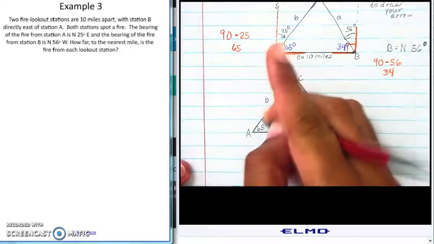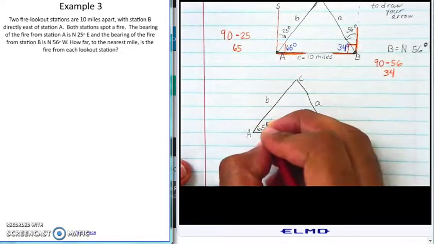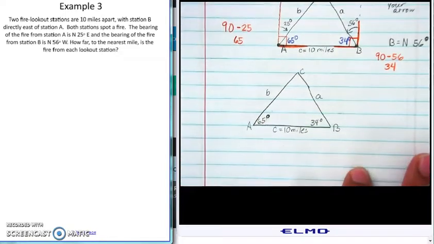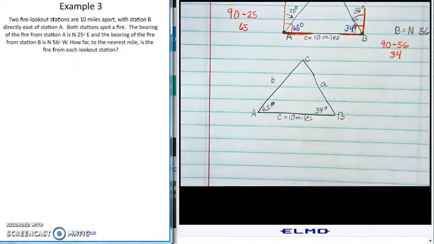Again, if you didn't understand where we got these numbers from in the last video, just call me over and make sure you understand it, because when it comes time for the final exam, you have to know what's going on. Now, with this, we're given two angles and a side. Now we have to figure out what to do.